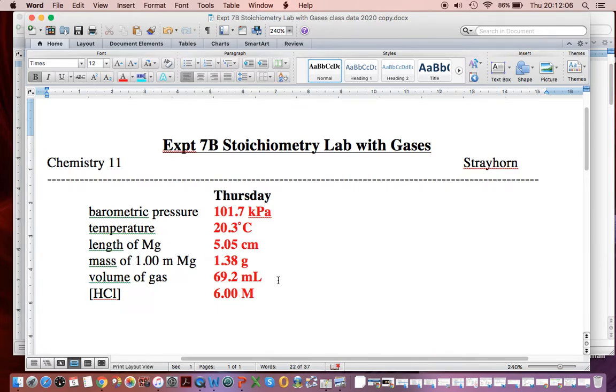They measured the volume as 69.2 milliliters, and that's going to allow us to get at the actual yield of the hydrogen gas produced in the lab. Square brackets means concentration, so the concentration of HCl was 6.00 molar. So you should have that already from yesterday.